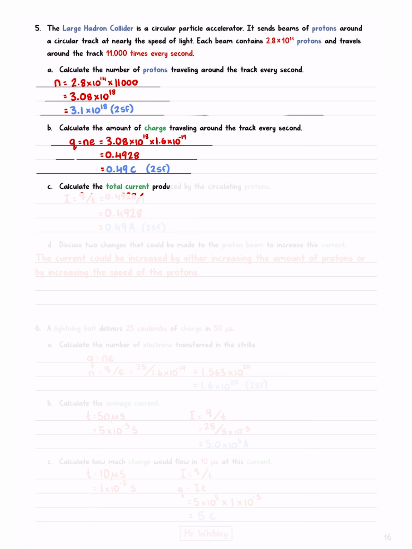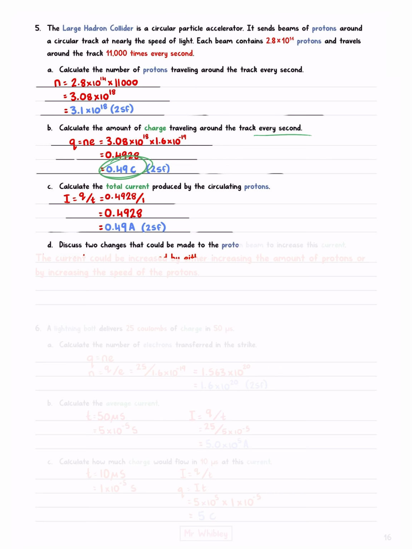Calculate the total current produced by the circulating protons. Our current is charge over time, our charge is what we just found in part B, and our time is 1 second, since this charge is traveling around in 1 second, which gives us 0.4928, or 0.49 amps to 2 significant figures. Discuss 2 changes that could be made to the proton beam to increase this current.